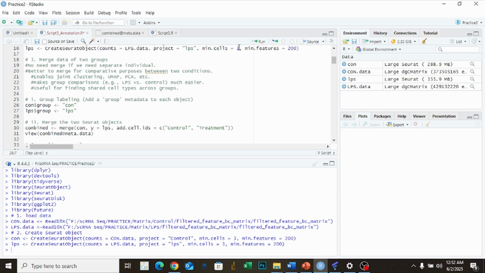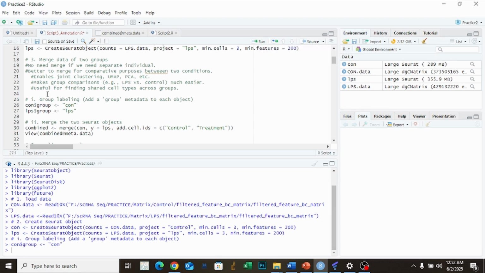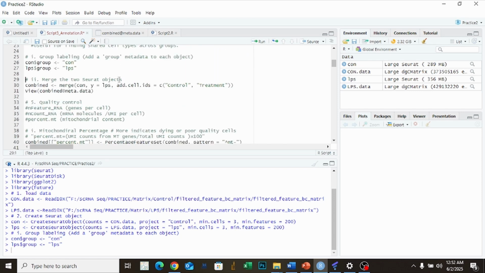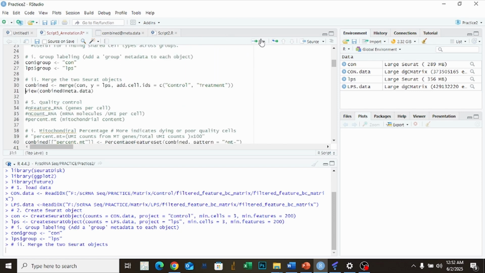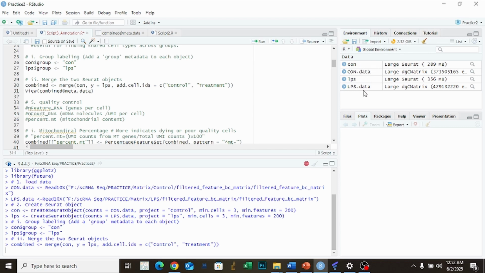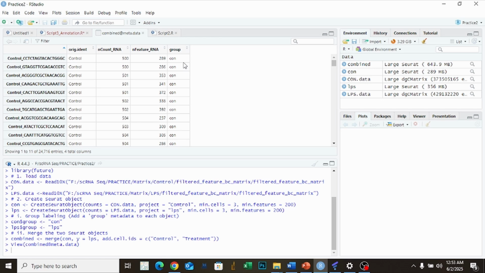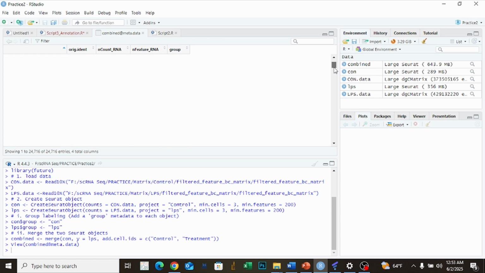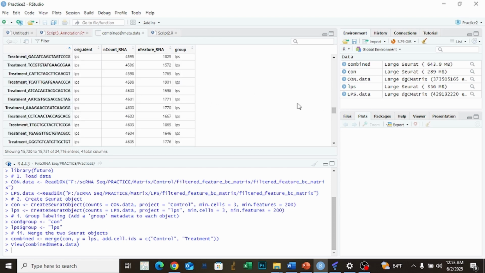Before merging, we must label our data, just like control for control and LPS for LPS. Now let's merge. Just like before, there are only four: control, Seurat, and LPS Seurat. Now let's combine. We give the name combined because it is a combination of control and LPS. If we look at the combined data, here is nFeature and nCount, and here is the group. Now you may be confused about where the LPS is. If we go down, there is the LPS.